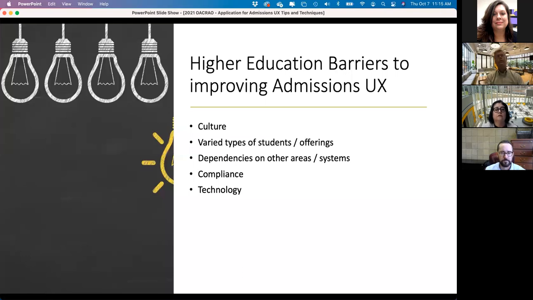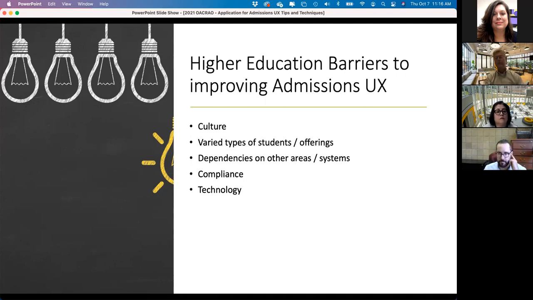But the problem, of course, is how do you get started? There are a number of things historically that can be barriers just to even get started on this. Again, I wanted to talk about this in terms of tips and techniques that people can take away as being useful for themselves. The first one is that culture can be a pretty big barrier, and I'll talk about that in a second. The other is how many different offerings do you have? How many different types of students are you trying to engage with?